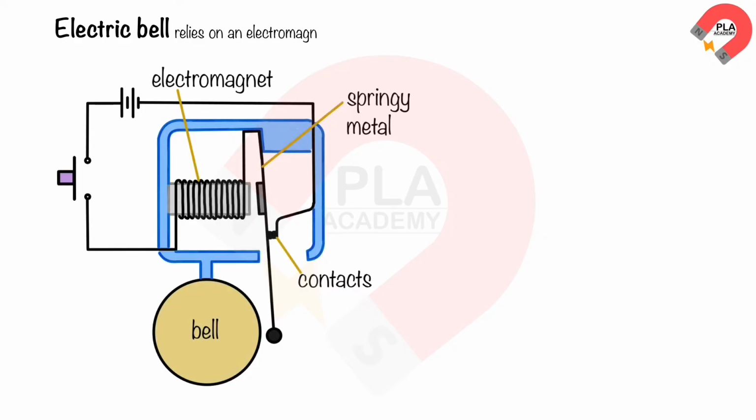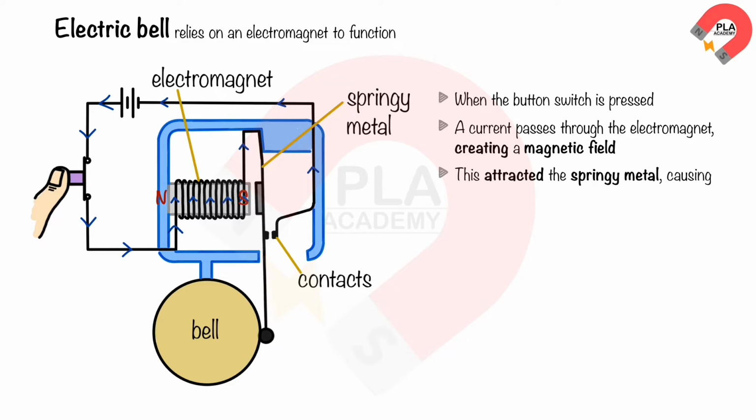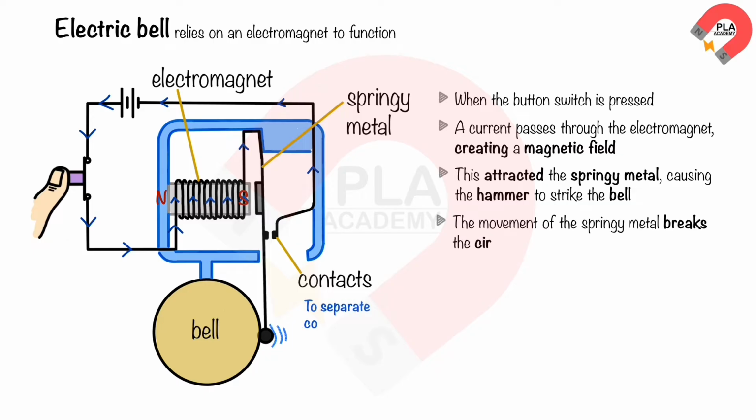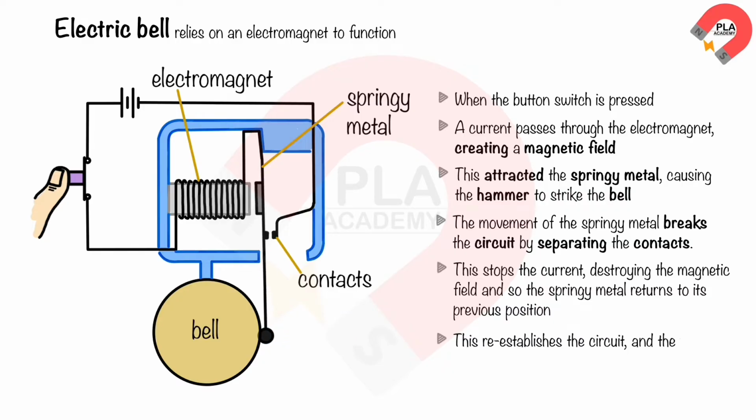Electric bell. An electric bell relies on an electromagnet to function. When the button switch is pressed, a current passes through the electromagnet, creating a magnetic field. This attracts the springy metal, causing the hammer to strike the bell. The movement of the springy metal breaks the circuit by separating the contacts. This stops the current, destroying the magnetic field, and so the springy metal returns to its previous position. This re-establishes the circuit, and the whole process starts again.